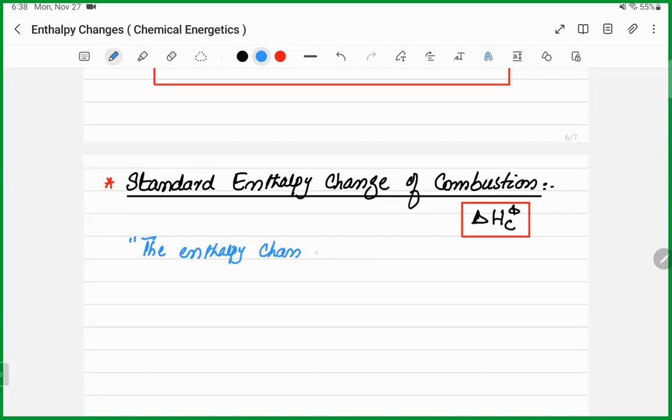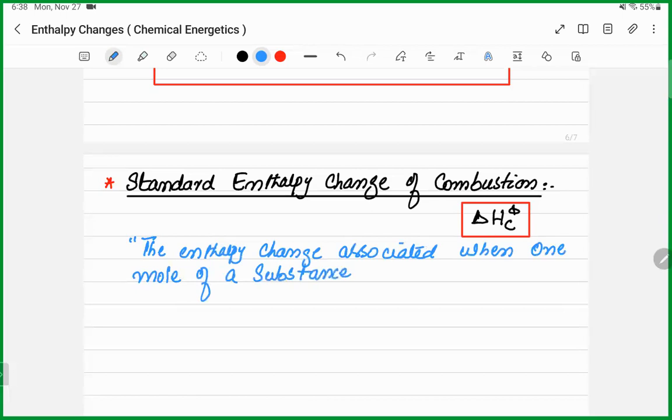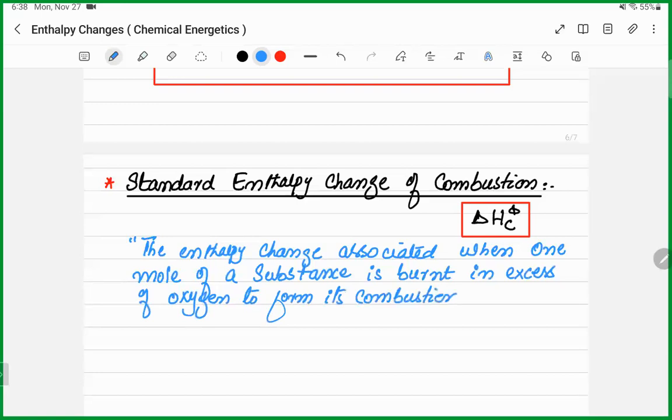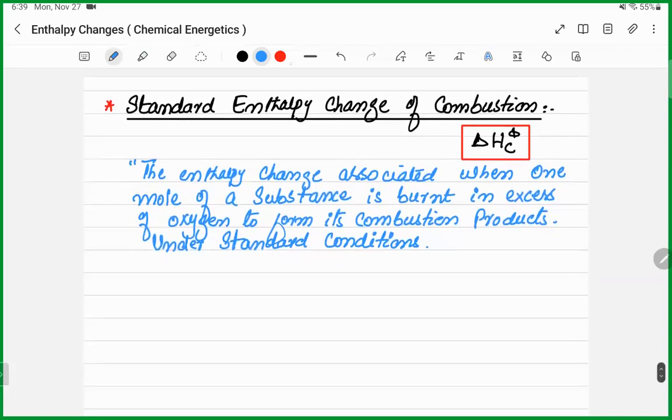The enthalpy change associated when 1 mole of a substance, means it could be compound, it could be element, is burnt in excess of oxygen to form its combustion product under a standard condition. ठीक है बेटा, so this is the definition for the standard enthalpy change of combustion.